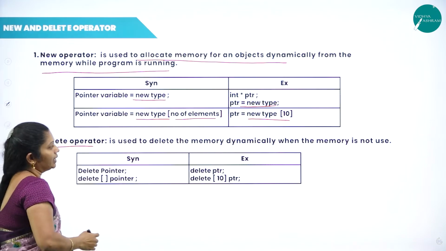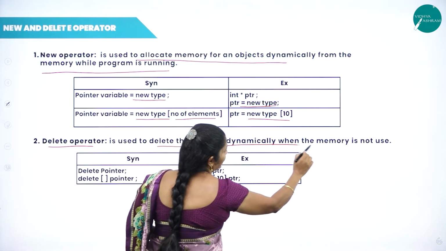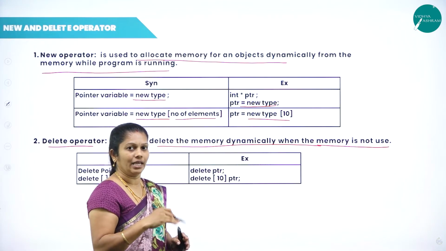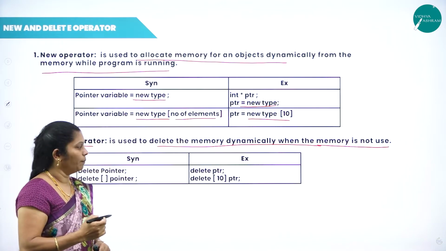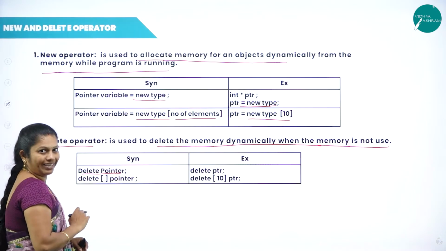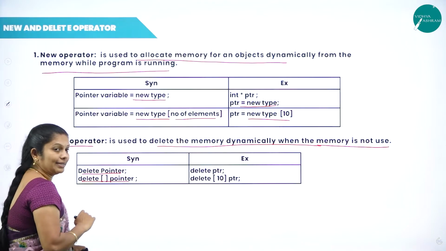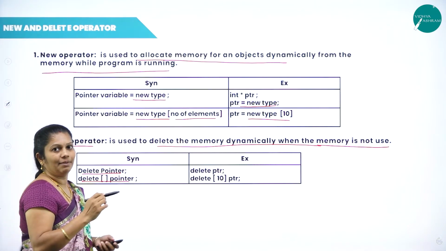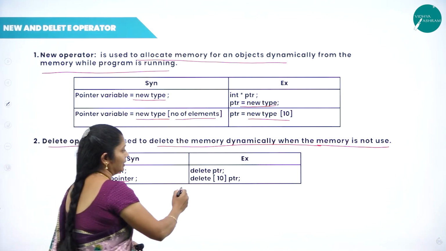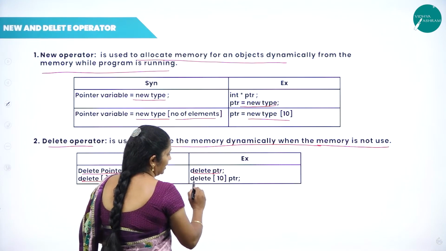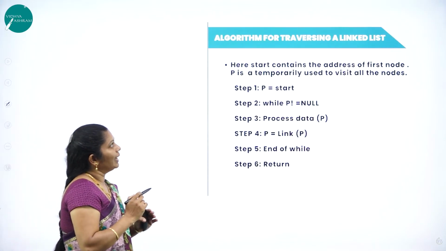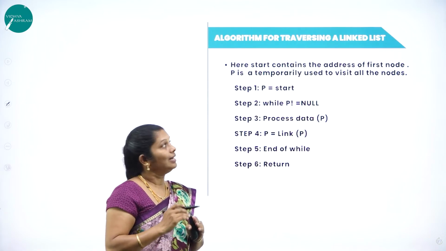Whereas the delete operator is used to delete the memory dynamically when the memory is not used. When we don't want it, at that time it will be deleted automatically by using the delete operator. The syntax is delete pointer, whereby only one variable can be deleted, whereas if I write delete bracket then pointer, in the bracket, however many elements I write, that many objects can be deallocated here. For example, delete ptr, delete 10 ptr. Now is it clear?